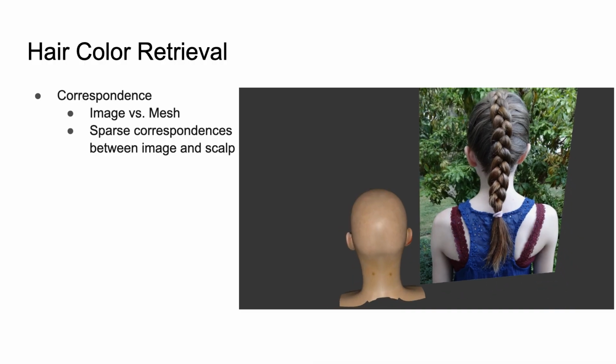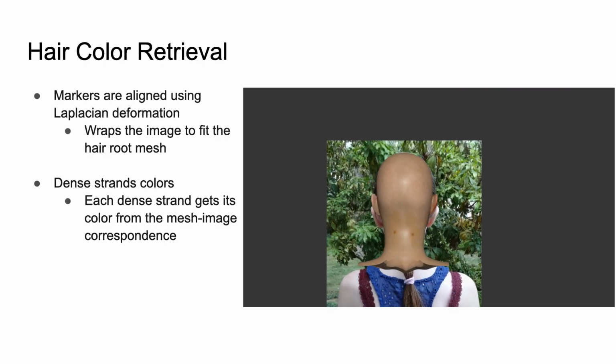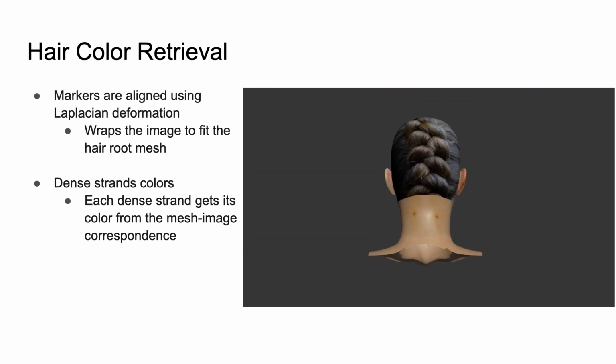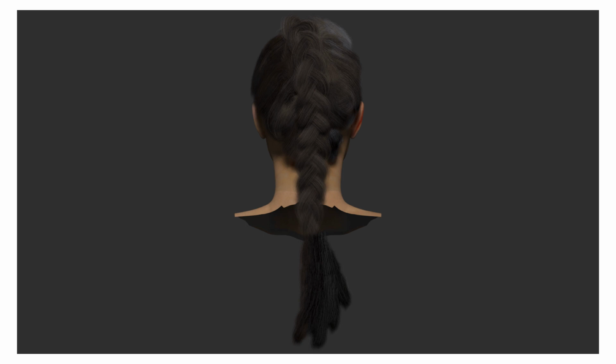Now let's discuss how the hair color from the image space is transferred to the hair strands. We create a correspondence between the hair region of the image and the hair root mesh. To do so, the user sets sparse correspondence between the image and the hair root mesh. We associate the surface mesh with the image and warp it to line up the markers. We do so by using the markers as constraints for a Laplacian deformation. The hair root mesh is then texture mapped based on this correspondence. Each dense hair strand gets its color from the hair root mesh through this texture mapping. You can see the final color on this slide.